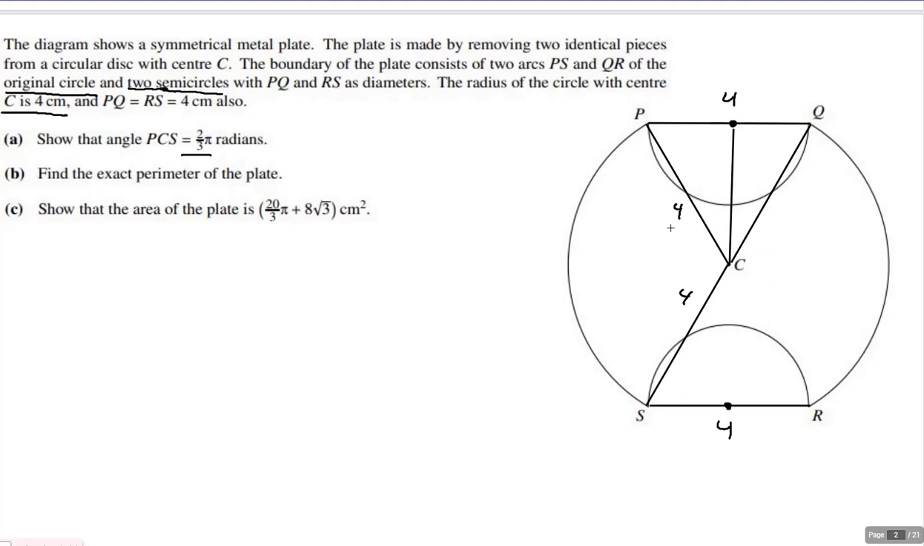How do I know it's equilateral? The radius is 4. That's 4. This radius is 4. This is 4. It's an equilateral triangle, right? Yeah. All right, so that's awesome. Now, what can I do with that information? They want me to show that this right here is 2/3 pi.